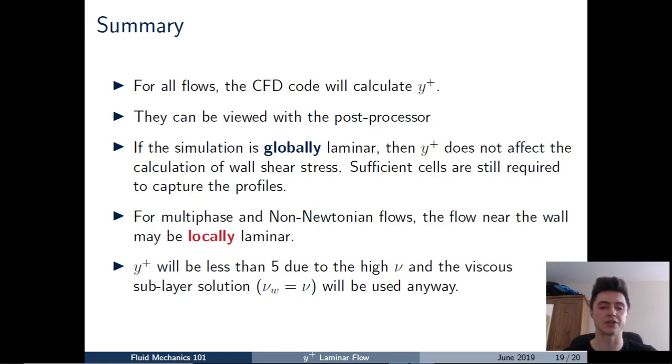Now for a multi-phase or non-Newtonian flow, for example, the flow near the wall may be locally laminar. That means locally it has a very high viscosity value. And for these locally laminar situations, the CFD code is very clever, and it will automatically choose the value of the viscous sublayer solution, the locally laminar solution, because the value of y plus will be very small anyway. And what this means really, if you think about it in detail, is that for those locally laminar solutions, we're effectively saying that we have a very thick viscous sublayer in our CFD solutions. So the CFD code is very clever and will help you out. You won't need to do any additional messing around to get that to work.